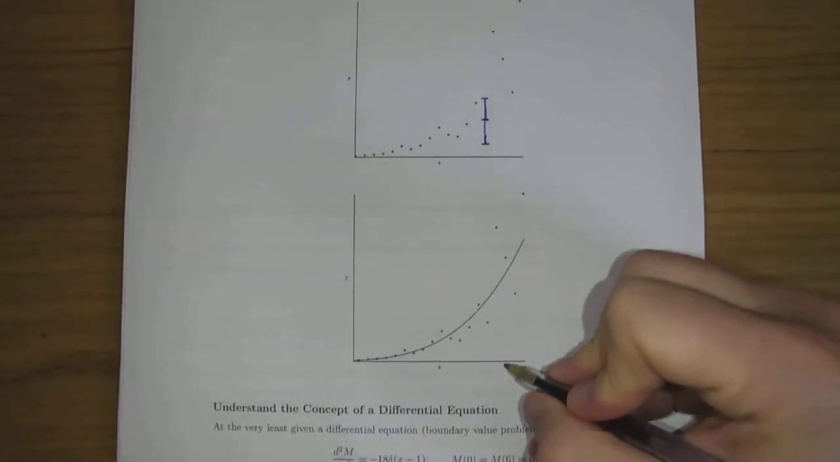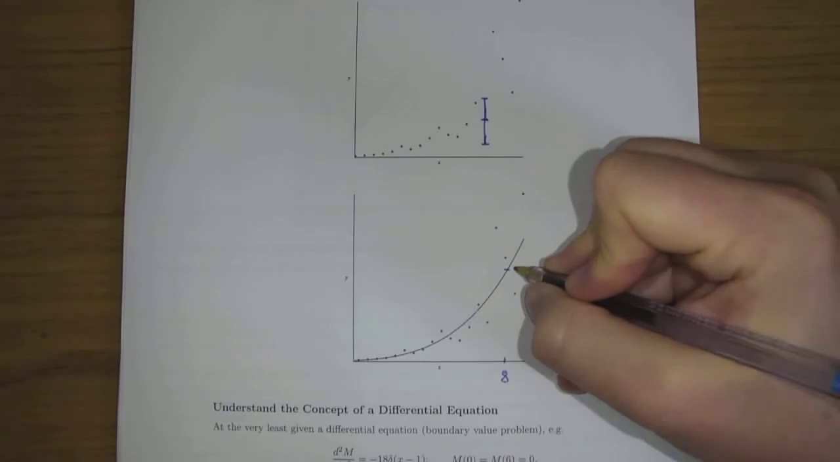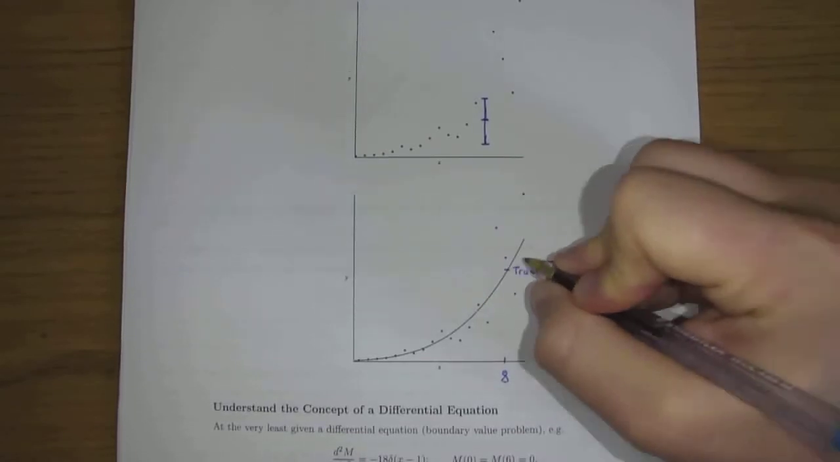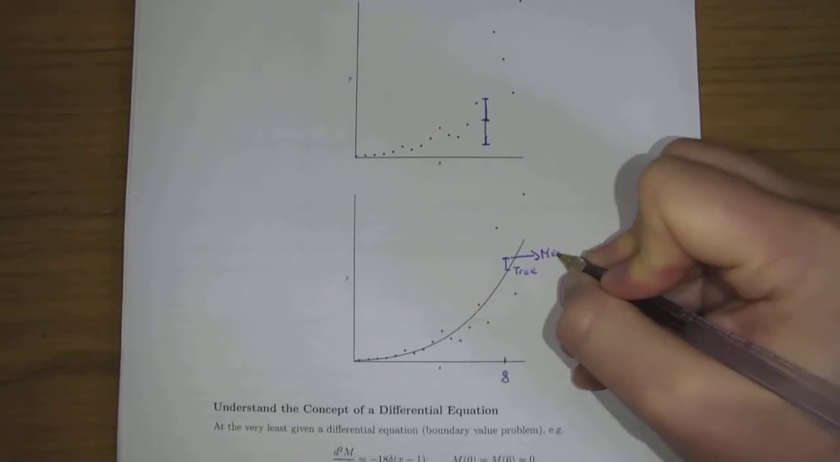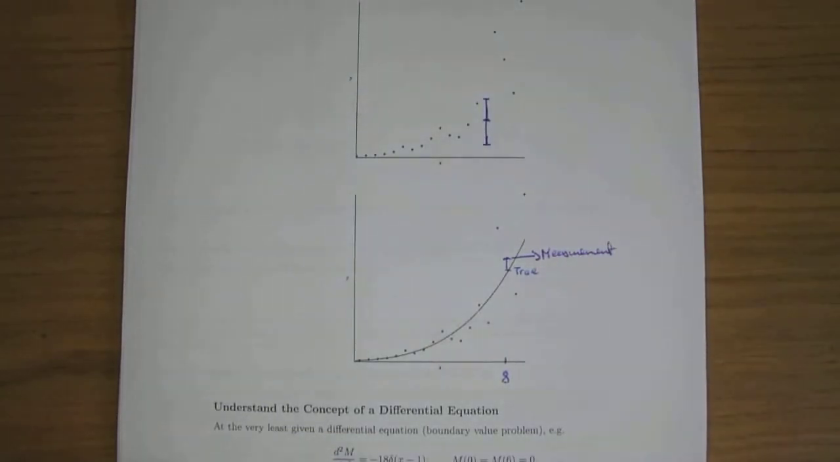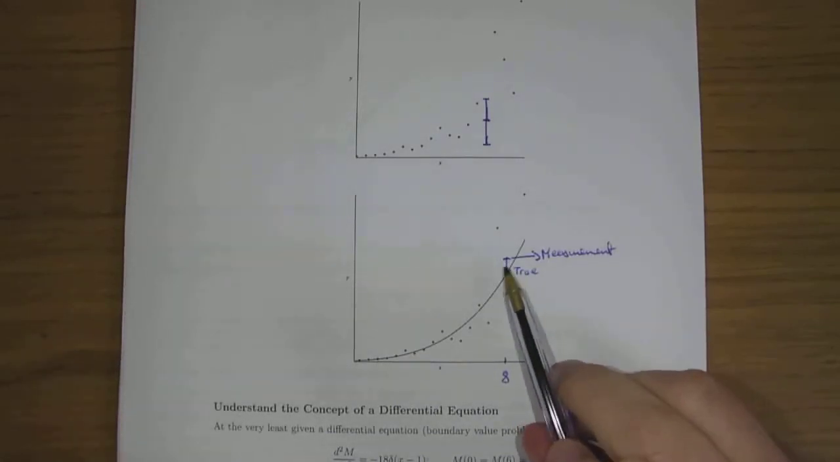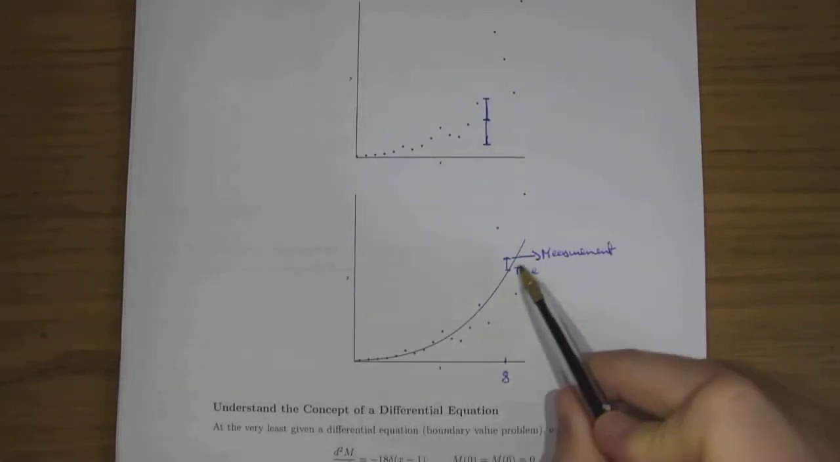Say at x equal to 8, the true value plus the error gives you the measurement. The idea is that the errors should be uncorrelated. This one has a positive error, but the one down here has a negative error. The more measurements you have, the more those errors should even out, and you end up with something that is the true behavior.